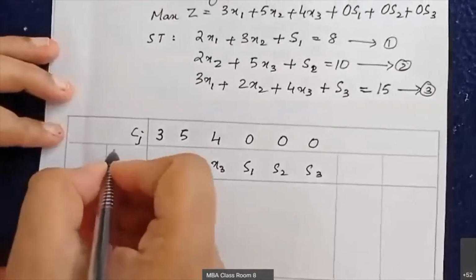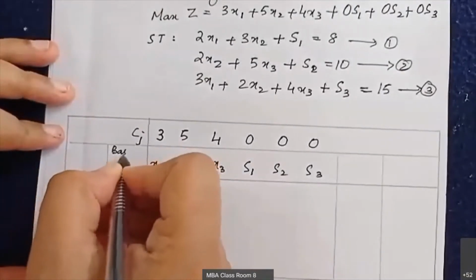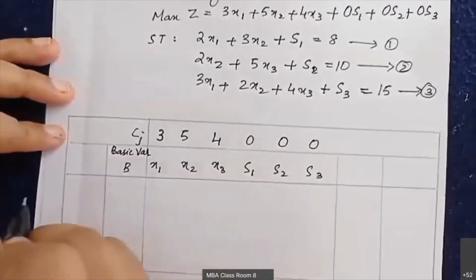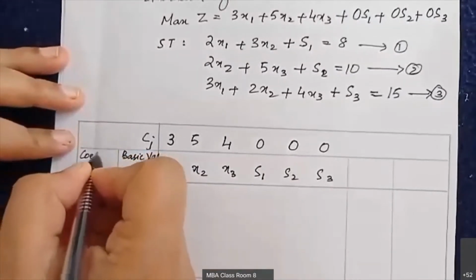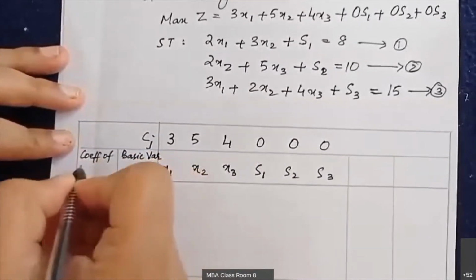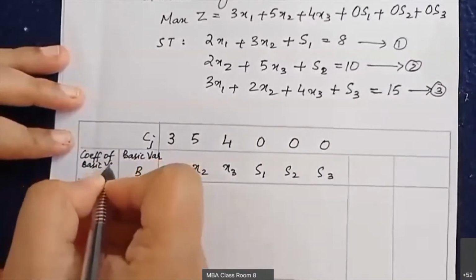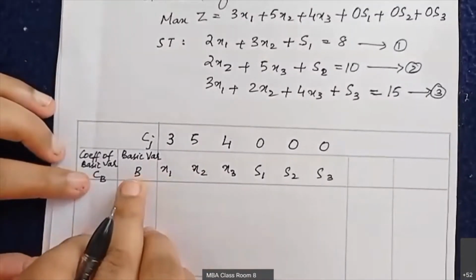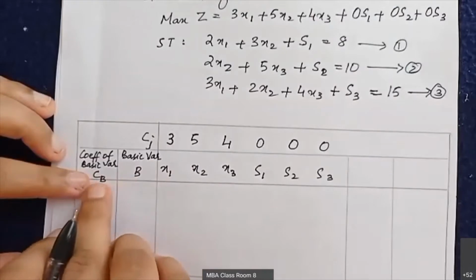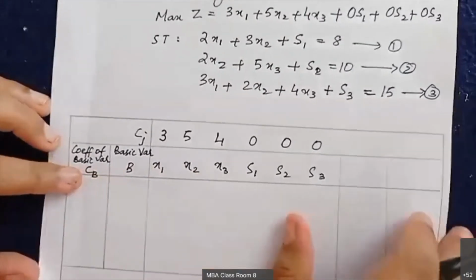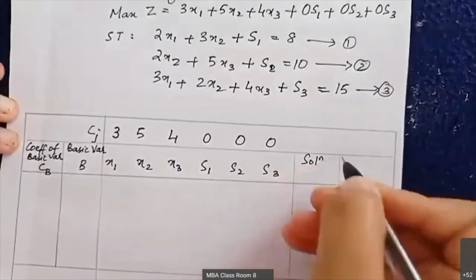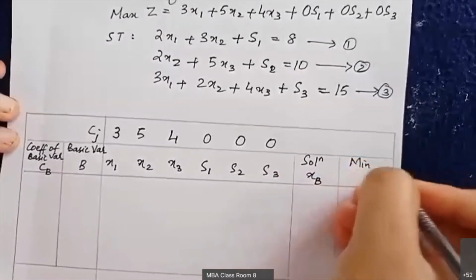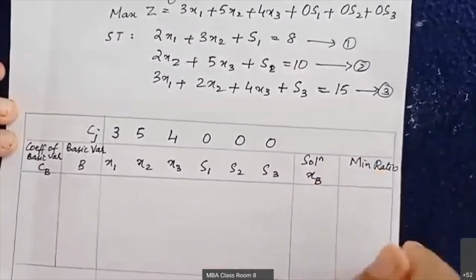Now over here I have something called the basic variable, represented as b. On this side I have the coefficient of the basic variable, represented as cb. Whichever is a basic variable, its coefficient will be written over here. Now over here we have the solution, represented as xb, and here we have the minimum ratio. This is how the simplex table will be written.